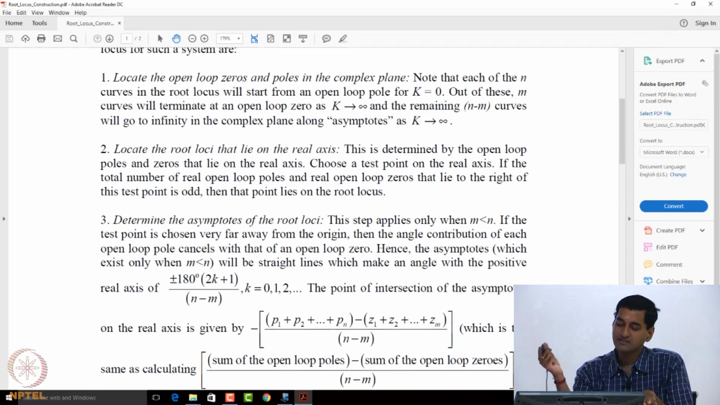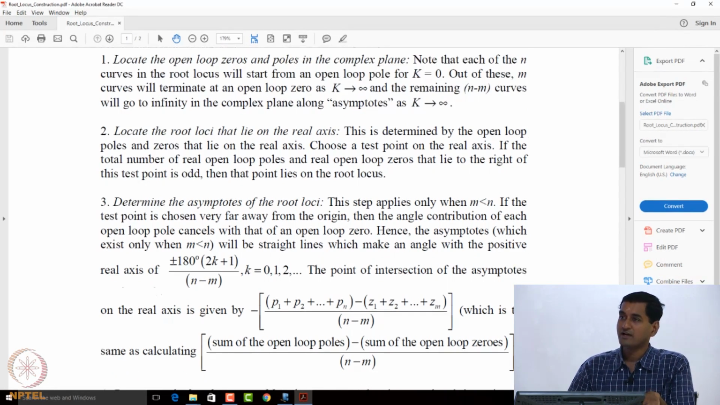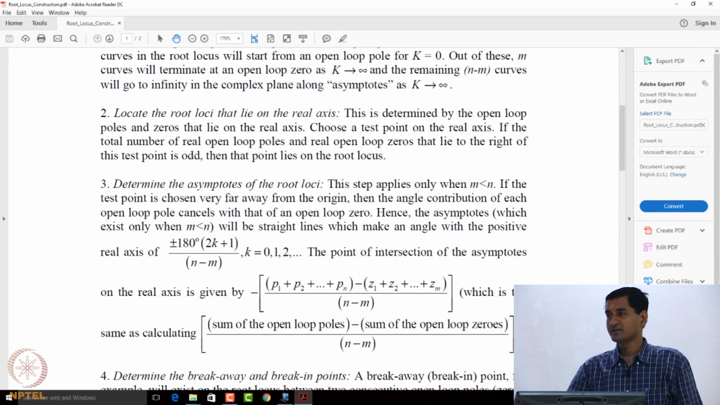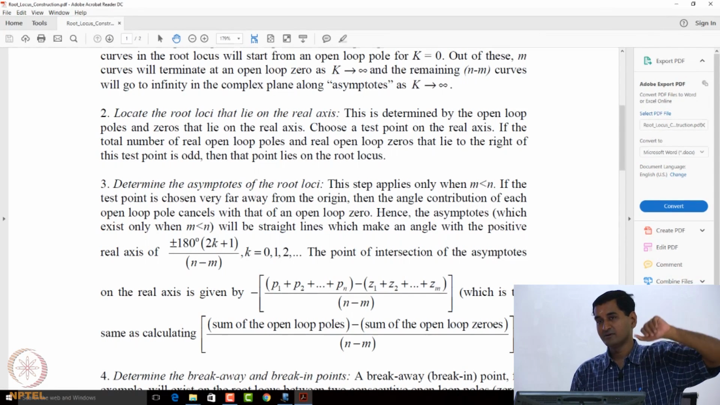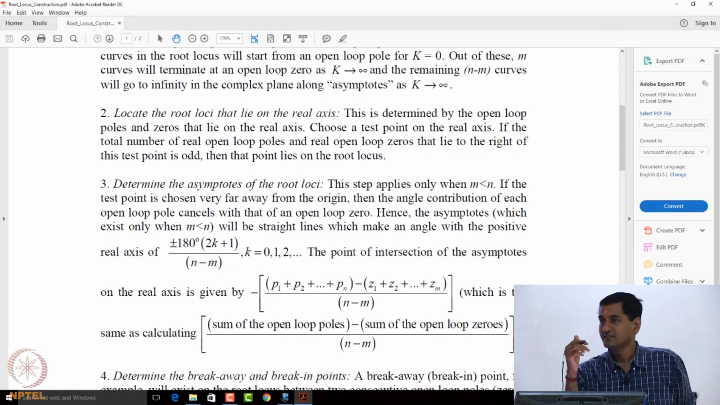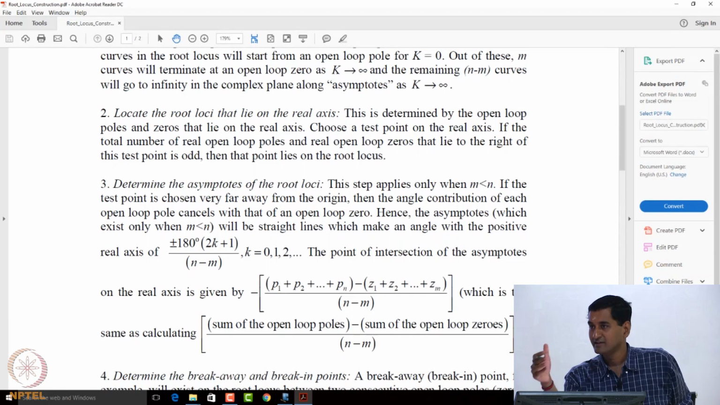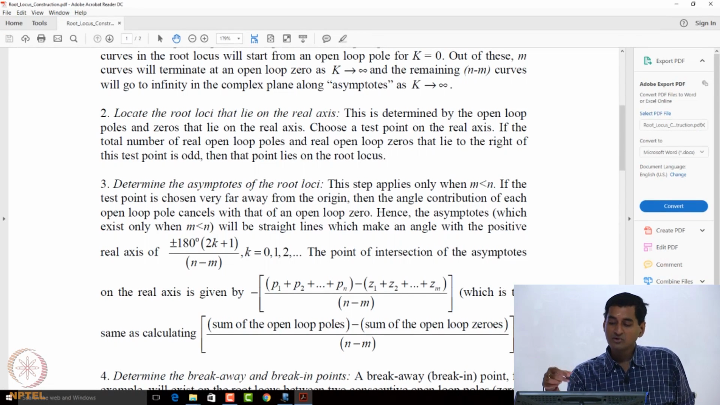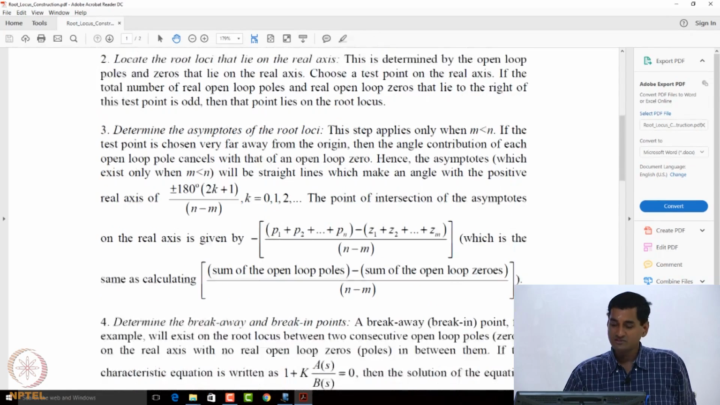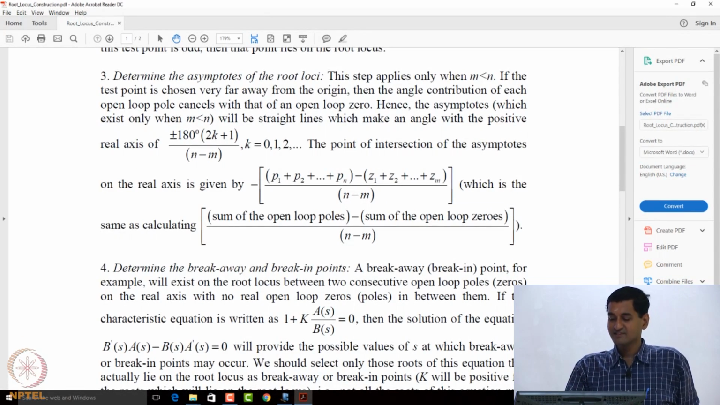The third step was to determine the asymptotes of the root loci. Using the angle condition, once again, we figured out that the angle made by the asymptotes with the real axis is plus or minus 180 degrees times 2k plus 1 divided by n minus m. Asymptotes essentially indicate the locus of the closed loop poles as k tends to infinity, in case there are no open loop zeros where we can terminate that branch. The point of intersection of the asymptotes on the real axis is given by the sum of open loop poles minus the sum of open loop zeros, divided by n minus m.